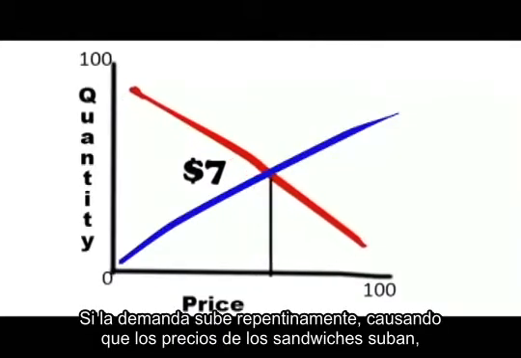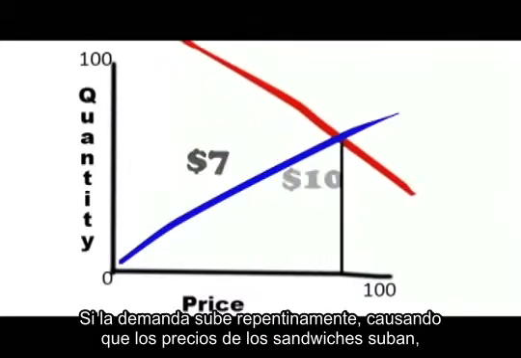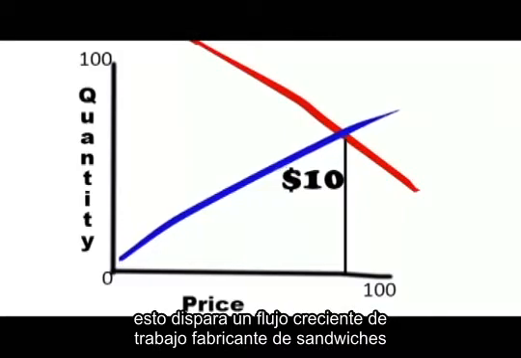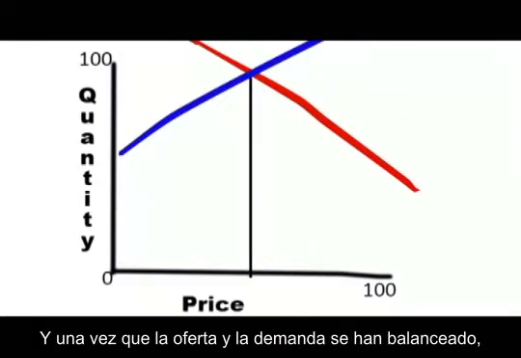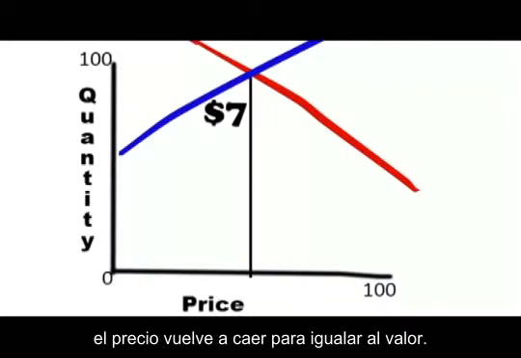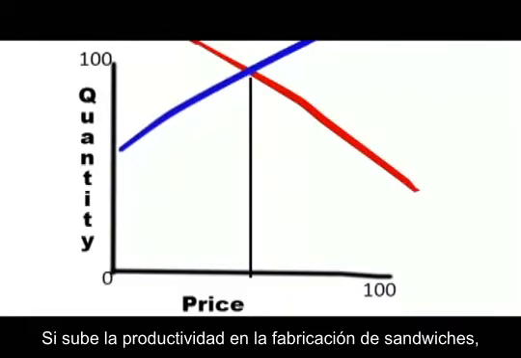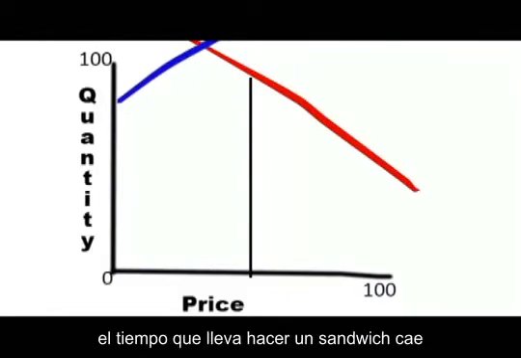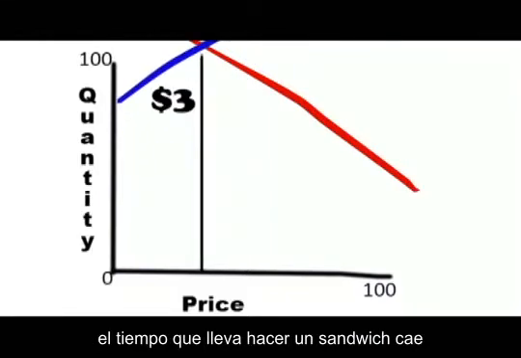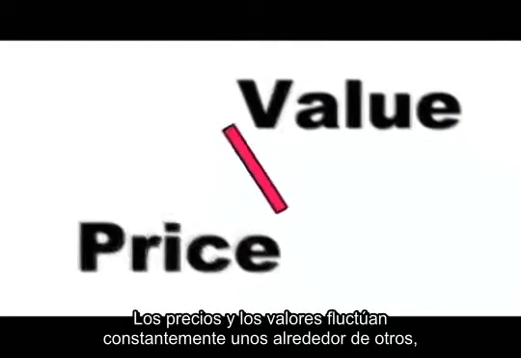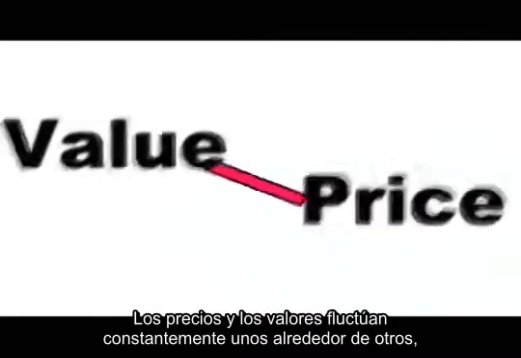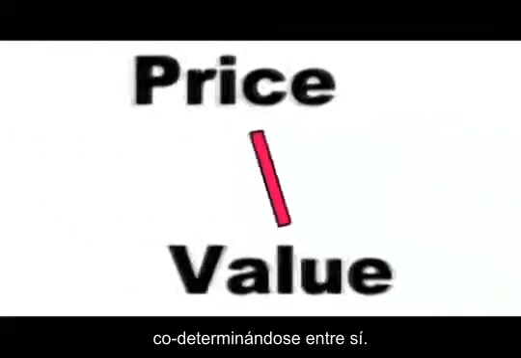If demand rises suddenly, causing the price of sandwiches to rise, this will trigger an inflow of sandwich-making labor to meet demand. And once supply and demand have balanced, price falls back down to meet value. If the productivity of sandwich making rises, the time it takes to make a sandwich falls, the supply rises, and the price falls. Prices and values constantly fluctuate around each other, constantly co-determining each other.